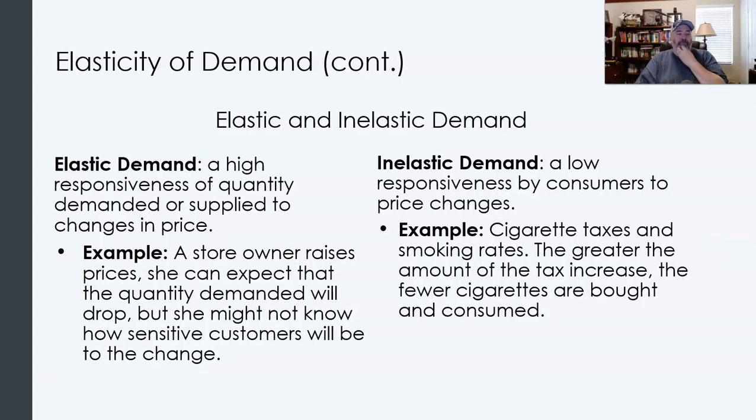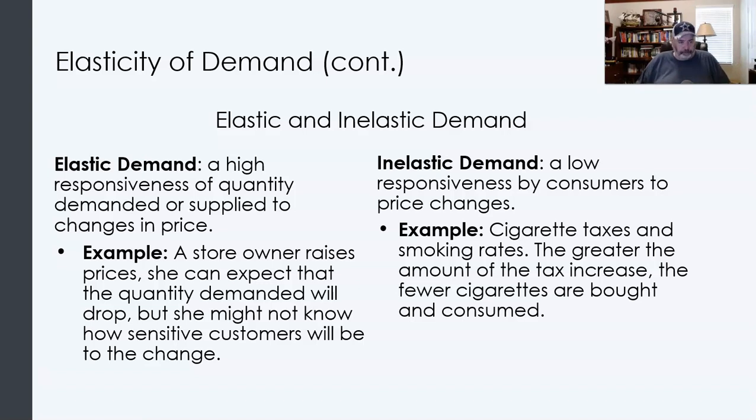All right. So elastic demand. Demand is said to be elastic when quantity demanded changes a lot when the price increases or decreases. All right. So it's a high responsiveness of quantity demanded to changes in price. It should not say "or supplied" here because they're talking about elastic demand. So it's not quantity supplied. It's only quantity demanded. I apologize. First time I've worked with these slides, as you'll recall.